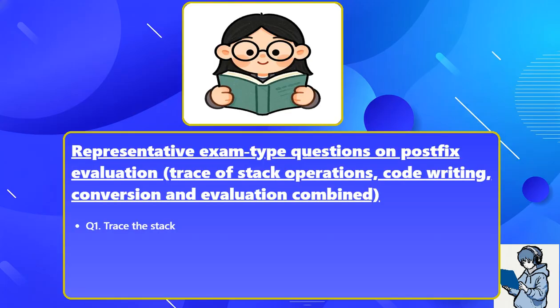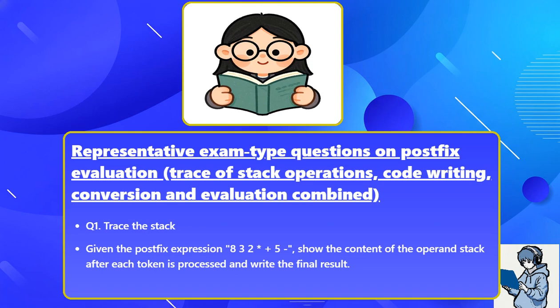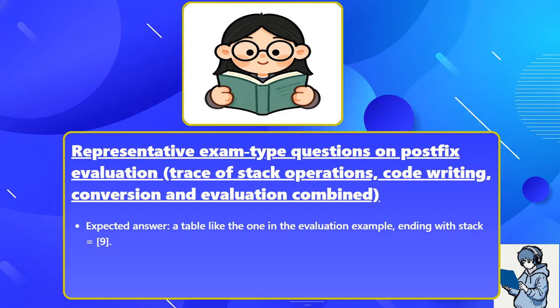Question 1. Trace the stack. Given the postfix expression 8 3 2 times plus 5 minus, show the content of the operand stack after each token is processed and write the final result. Expected answer: a table like the one in the evaluation example, ending with stack equals 9.